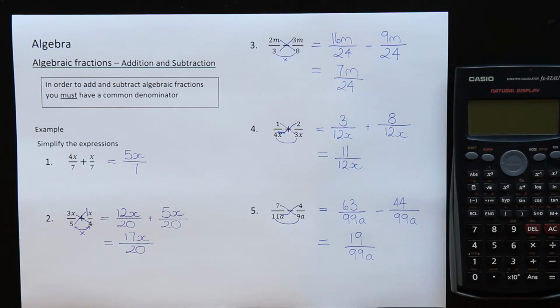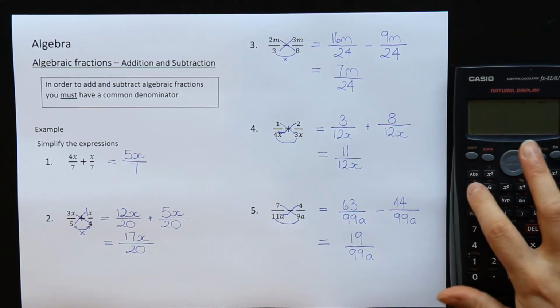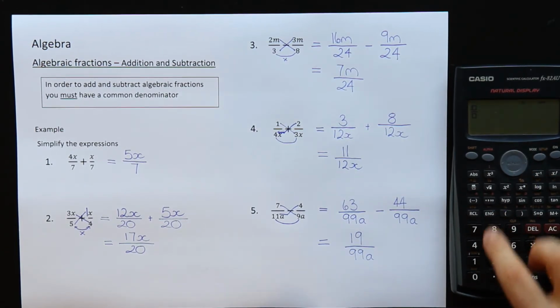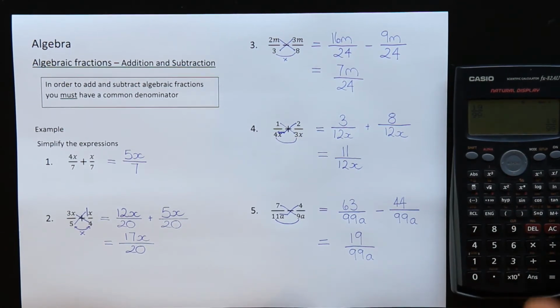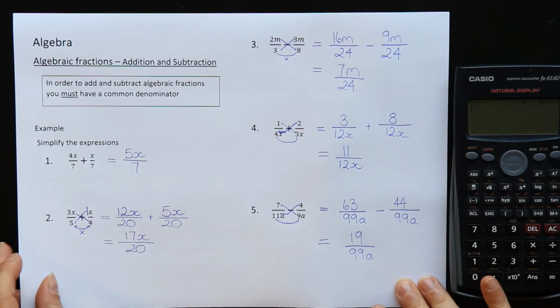And that one's not going to simplify either. If you're ever not sure if your answer is going to simplify further, you can get your calculator. You can type in just the number part. So 19 over 99 equals, and the calculator will simplify it for you if you're not too comfortable doing that yourself. All right, let's have a look on the next page.